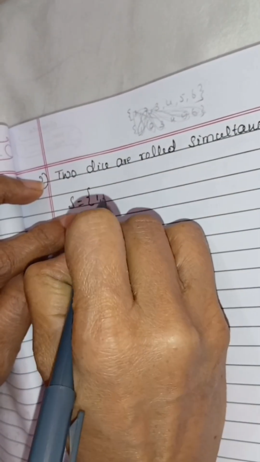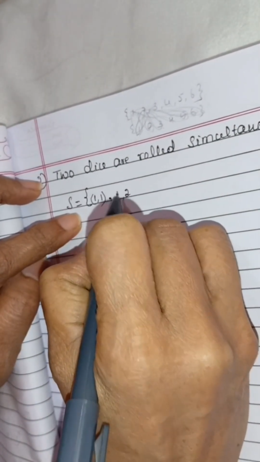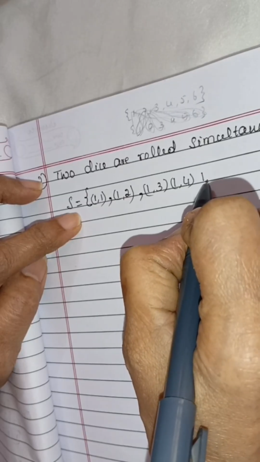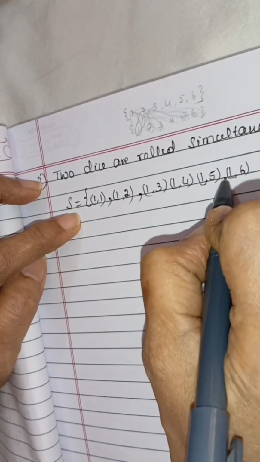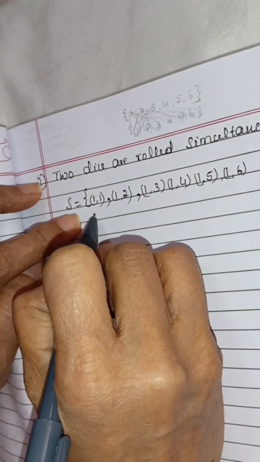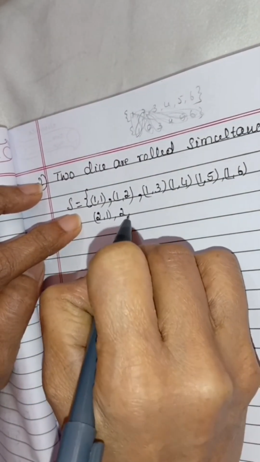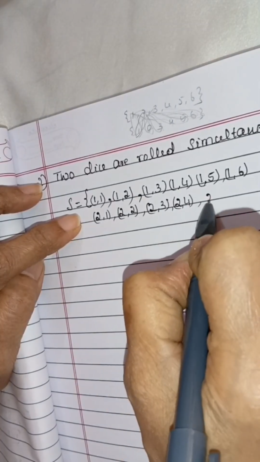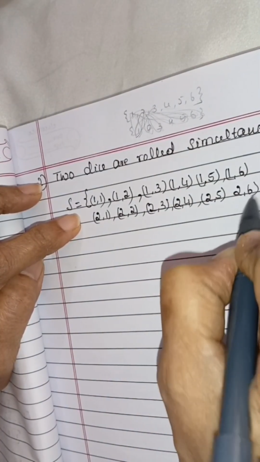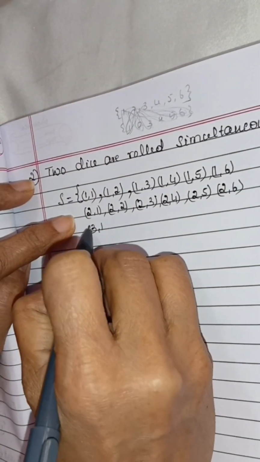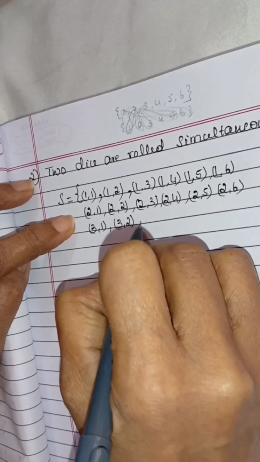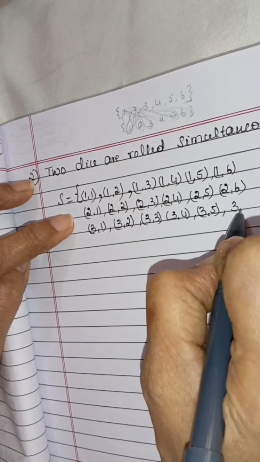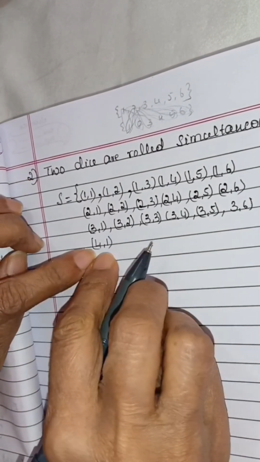These are the possibilities when 2 dice are rolled simultaneously. 1 1, 1 2, 1 3, 1 4, 1 5 and 1 6. Then 2 1, 2 2, 2 3, 2 4, 2 5, 2 6. Similarly 3 1, 3 2, 3 3, 3 4, 3 5, 3 6.